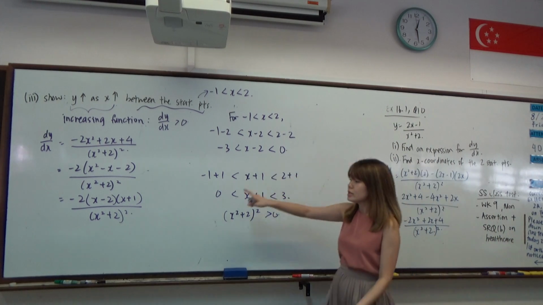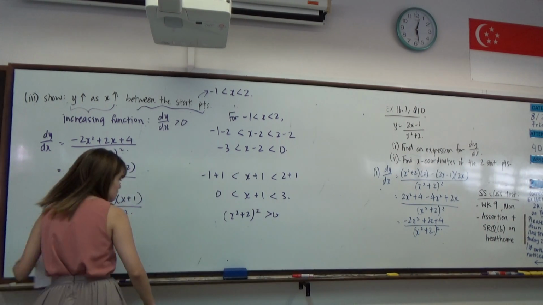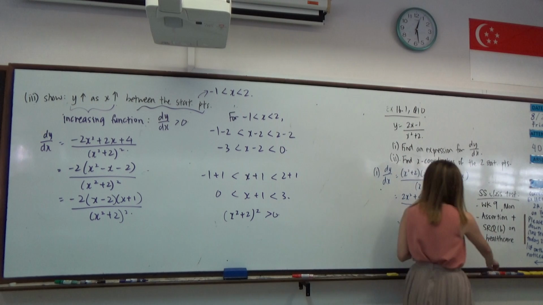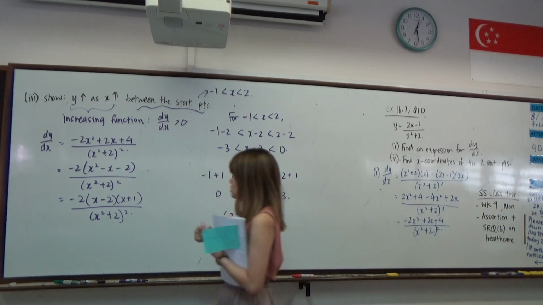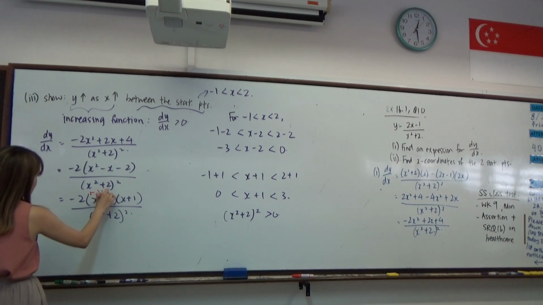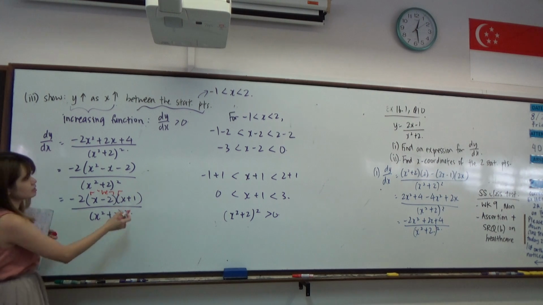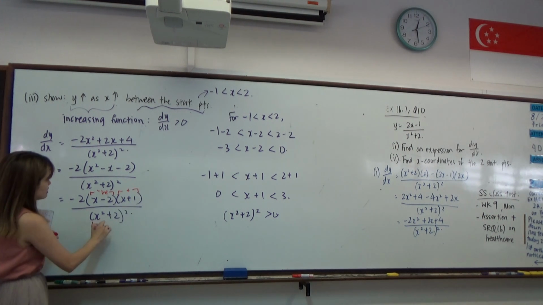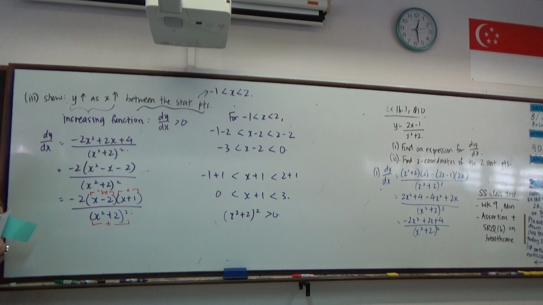So this part is going to be negative. This part here is negative, and then this part here is positive, and this part here is positive. But take note that this is -2. So -2 times negative, then positive, positive, it will still be an entire fraction that is positive.